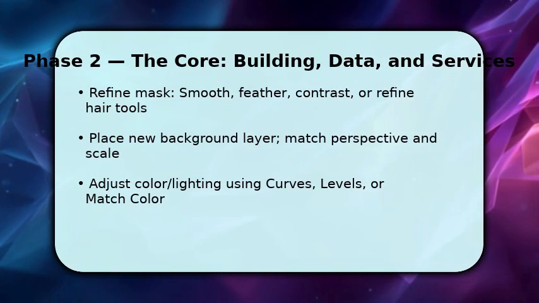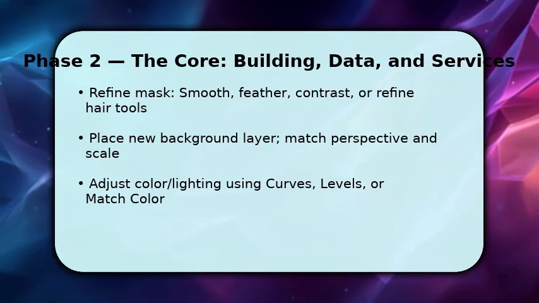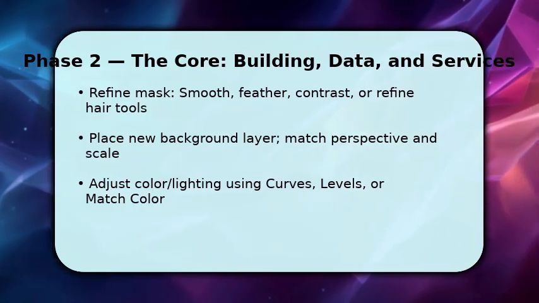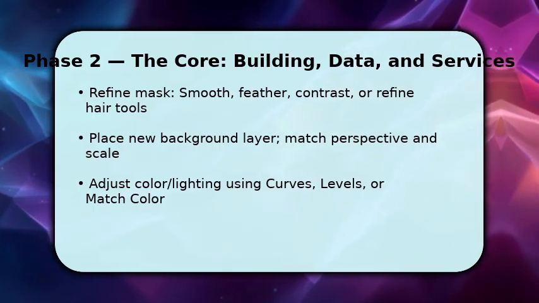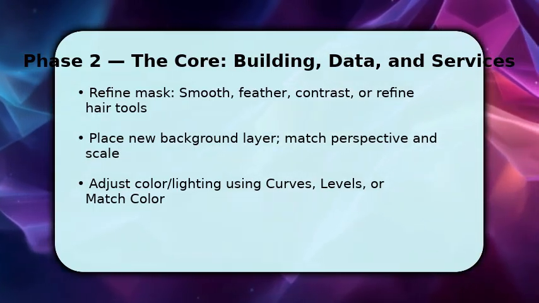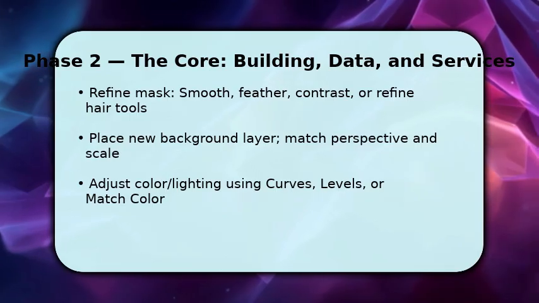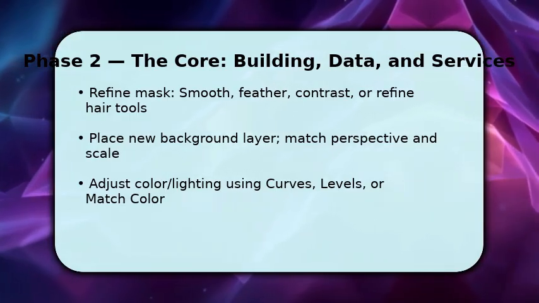Once the subject is masked, refine the edges. Smooth or feather subtly, increase mask contrast for crisper borders, and use a hair-refine brush for wisps. Next, place the new background layer beneath the subject and scale, or warp it to match perspective. This makes the composition believable.